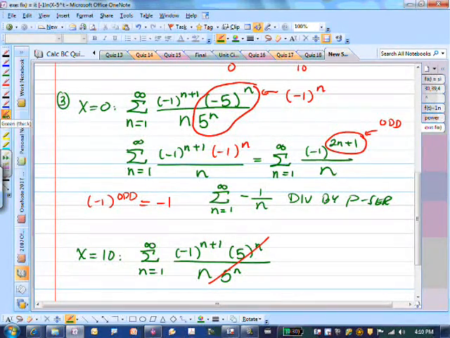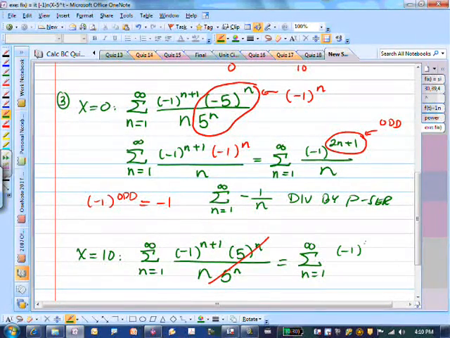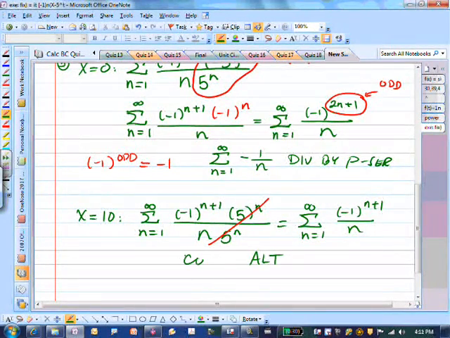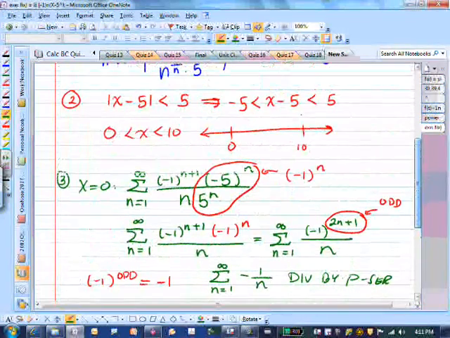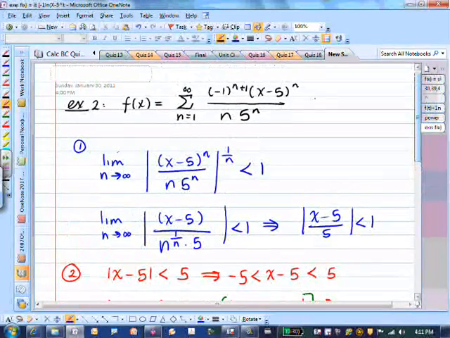So then our series will alternate here. This is going to be negative 1 to the n plus 1 over n, which we know is an alternating harmonic series, and this specifically converges by the alternating series test. So at 10 it's going to converge, at 0 it's going to diverge. If you want to write that as an answer, the interval is going to be from 0 to 10, like that.